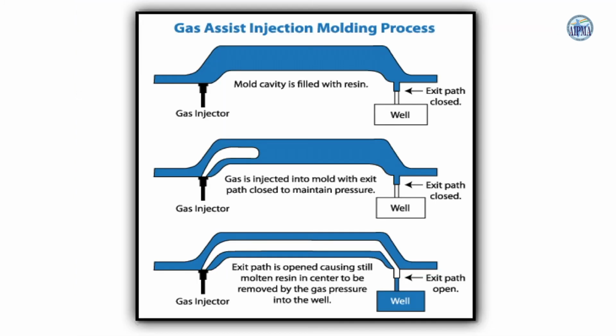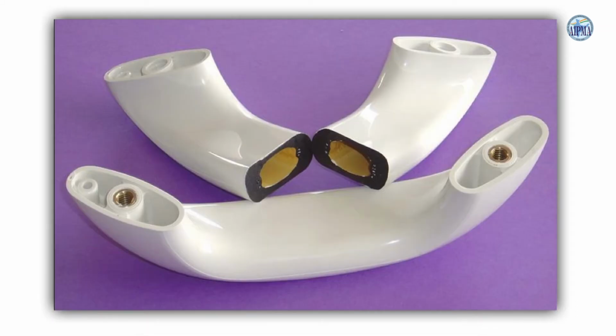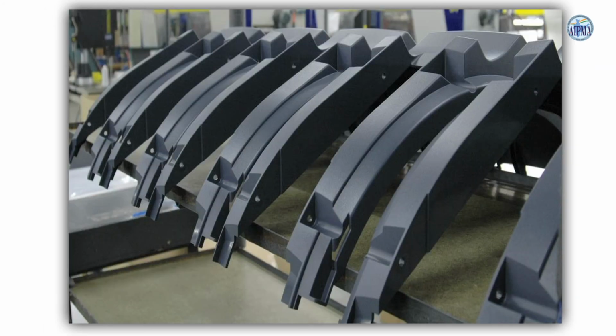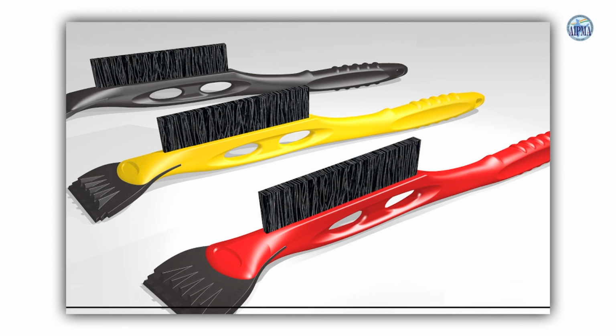Gas assist injection molding. Gas assist injection molding is a process that produces large plastic parts with complex designs and surface finishes. The process is especially ideal for large handles, equipment covers, doors, bezels, cabinets and skins.